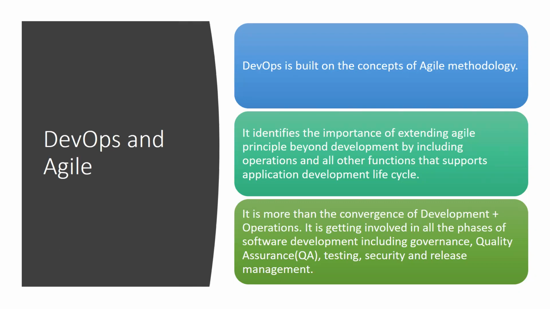It is more than the convergence of development and operation. It gets involved in all the phases of software development, including governance, quality assurance, testing, security, and release management. There is a misconception that DevOps is only for development and operation, but no, it is more than that. If we see the testing phase, the security, configuration management, all these things can be automated with the help of the DevOps process.